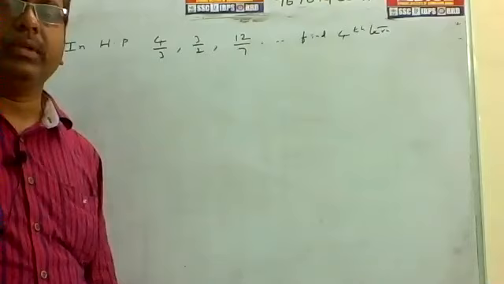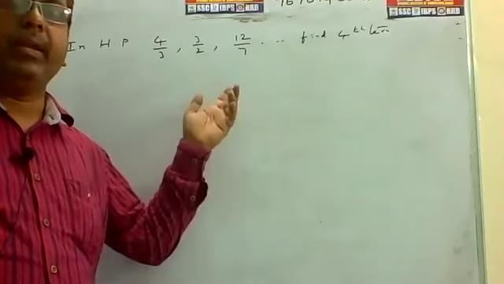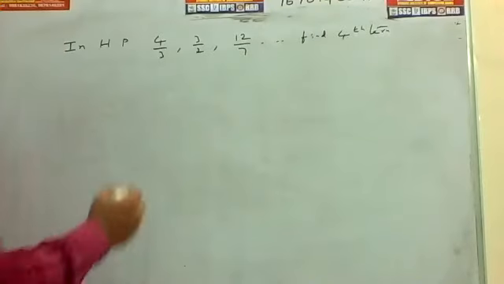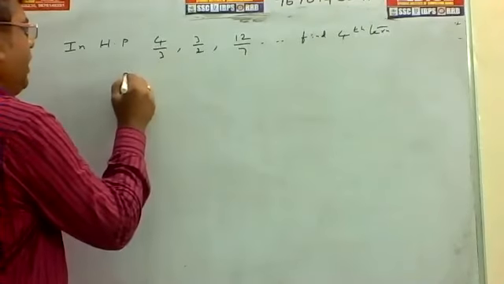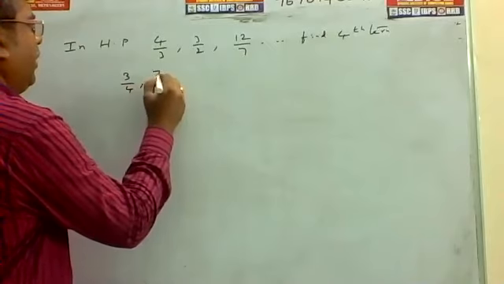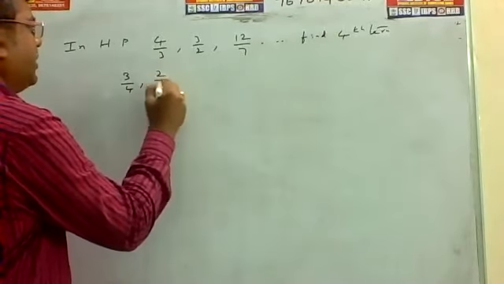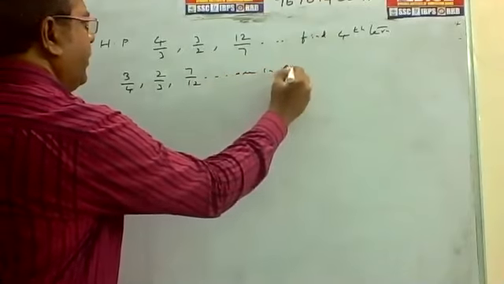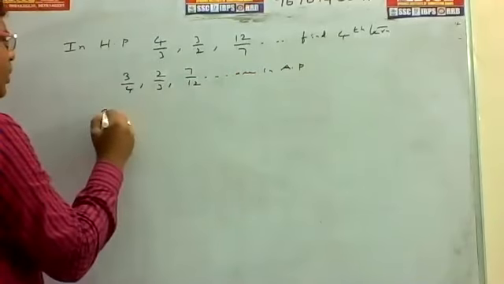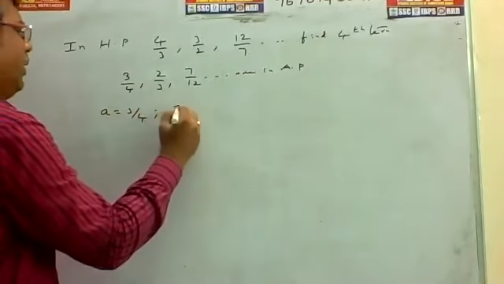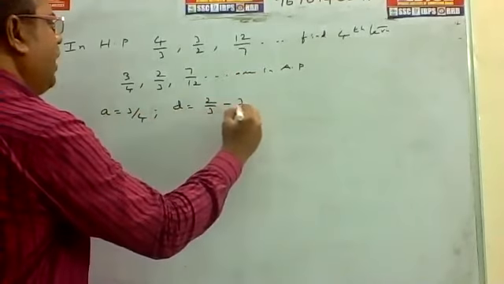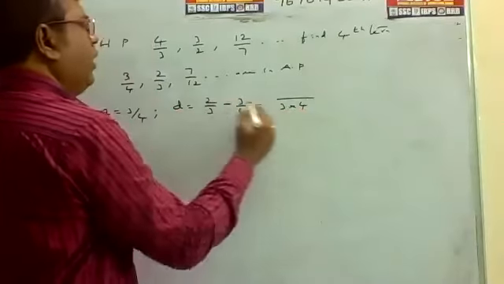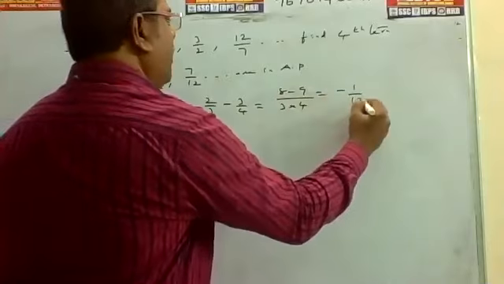First of all, we have to convert this into AP, and after solving in AP, you can write down the answer in reverse. That is the process. So reversing, 3 by 4, 2 by 3, 7 by 12, and so on are in AP. Here A is equal to 3 by 4. D is equal to the second term minus the first, 2 by 3 minus 3 by 4. The LCM is 3 into 4, so 8 minus 9. The value is minus 1 by 12.